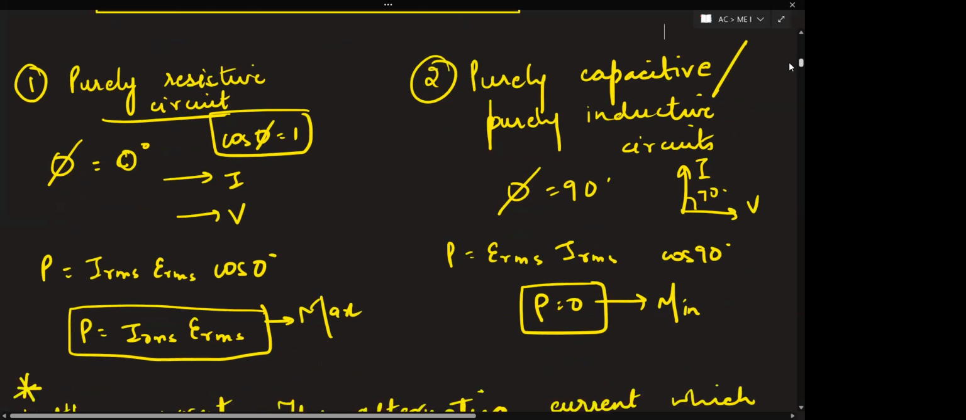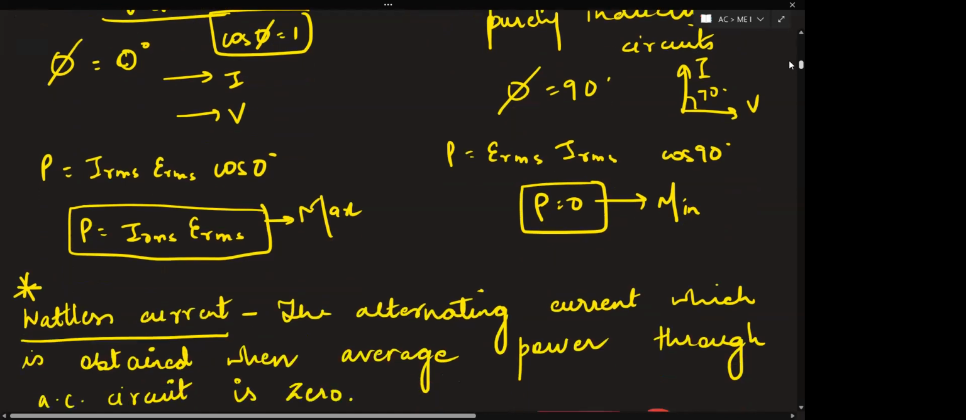What is the power factor for a purely resistive circuit? So you'll write unity, 1. Or what is the formula for maximum power? Or, like this, what is the average power for a purely capacitive circuit? All these you can write down. The definition of wattless current can be asked.